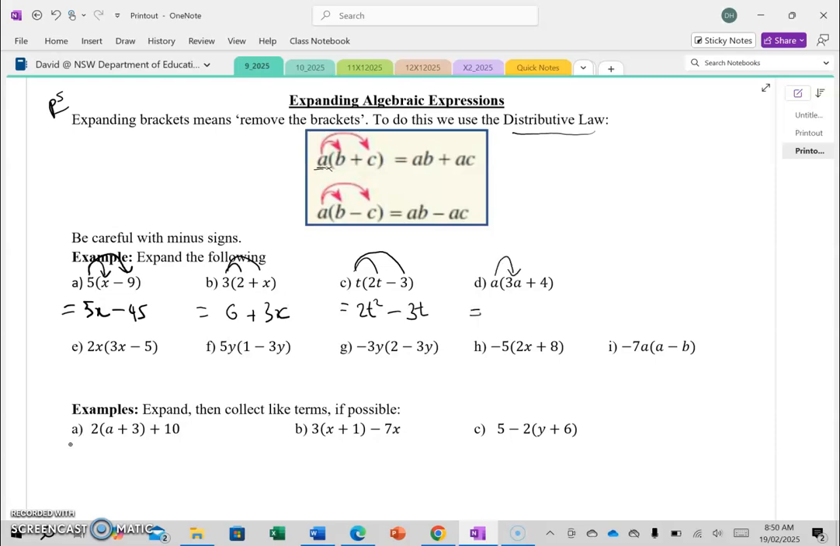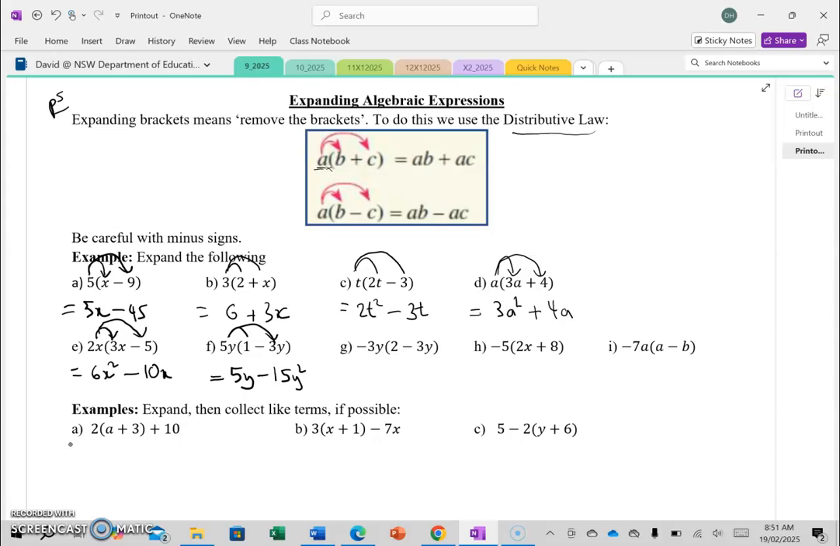Okay, we write 3a squared, and it's going to be plus 4a. This one here, the 2 and the x are times, so it's both 2 and x times by each of the terms inside. So 2x times 3x, that becomes 6, and x times x is x squared. Minus stays there, 2x times 5 is 10x. This one will be 5y times 1 is 5y. Minus 5y times 3y. That's going to become 15y squared.